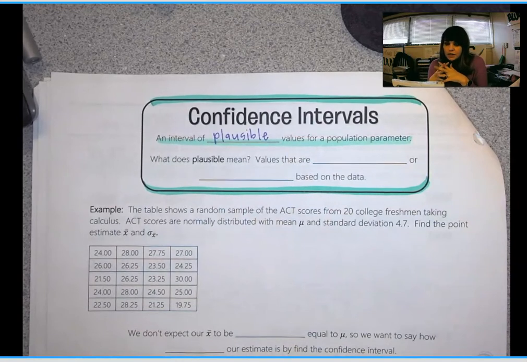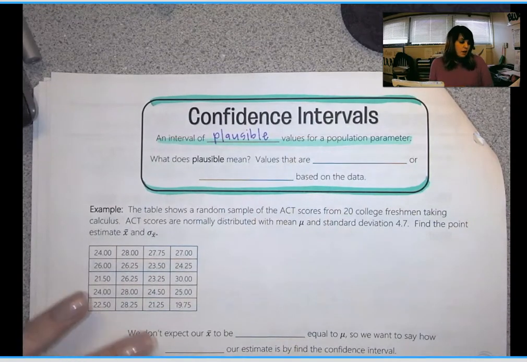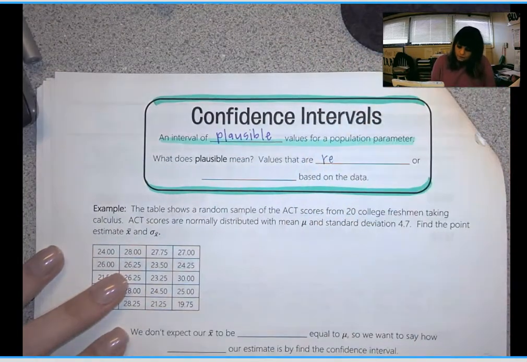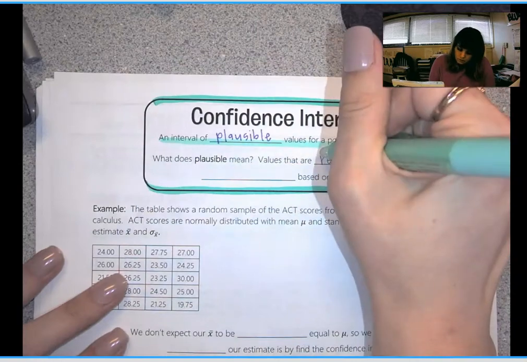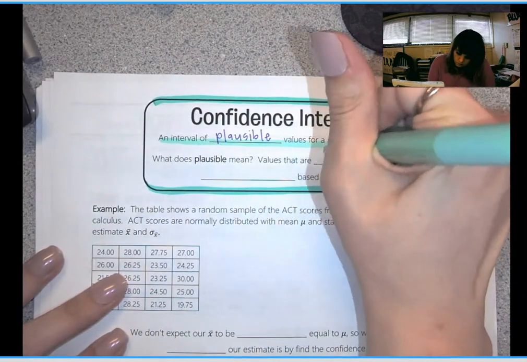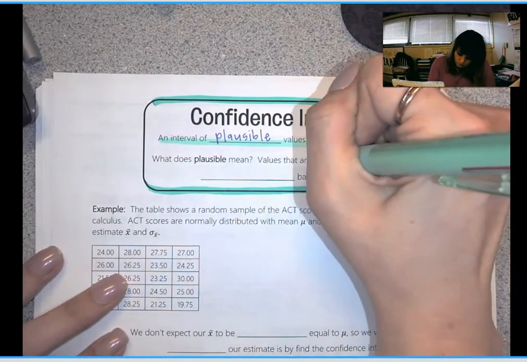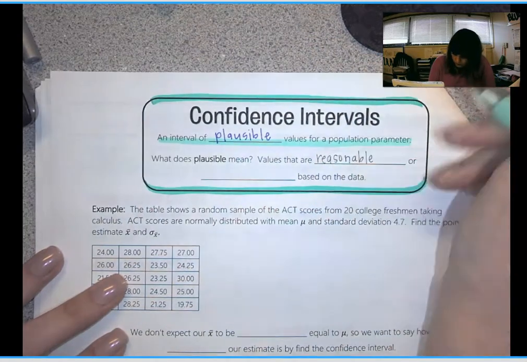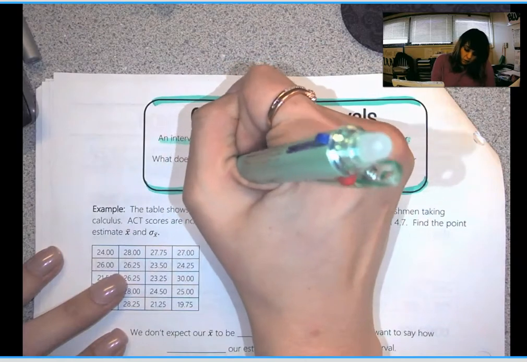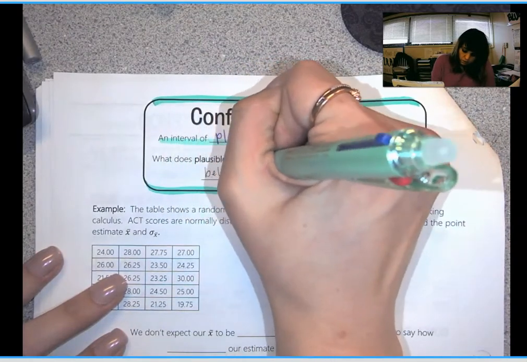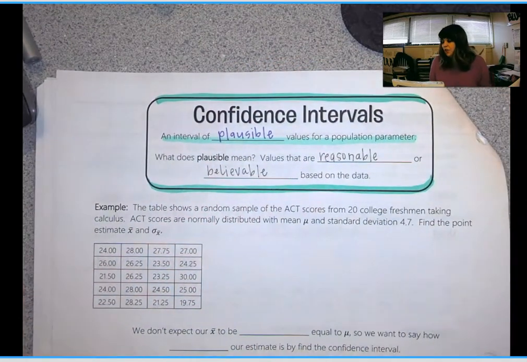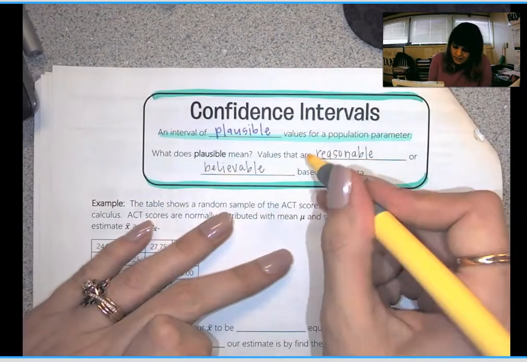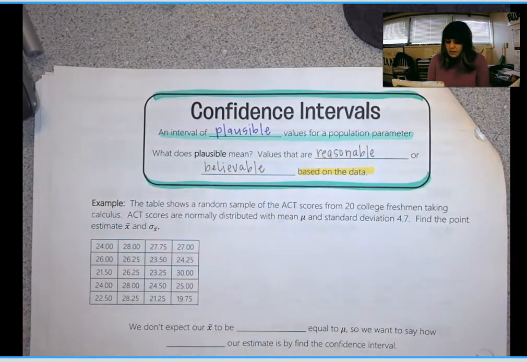So let's remind ourselves what plausible means. Plausible means that it's reasonable or believable based on the data. And this "based on the data" is an important element.